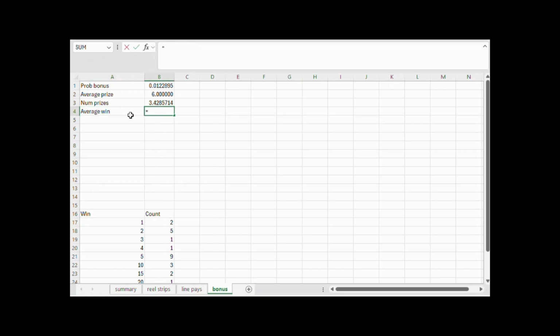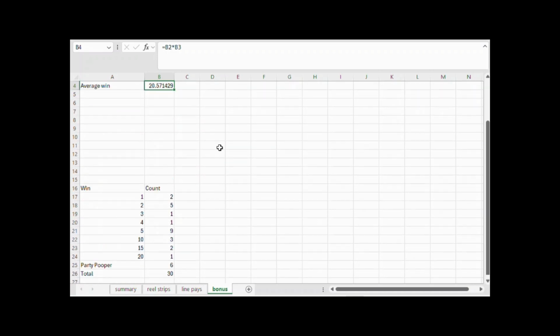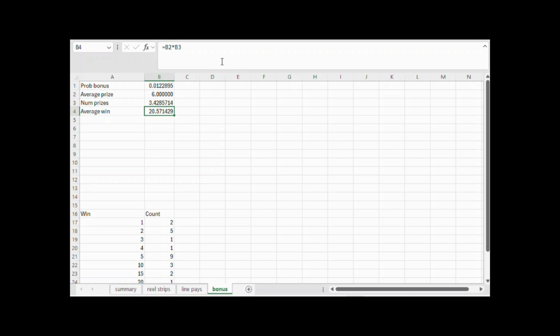So if we take the average prize of 6 and multiply it by the number of prizes, we get an average win of 20.57. However, the party pooper also comes with a win of 1. So the player always wins at least something, in the unfortunate case he gets a party pooper on the very first pick. So we're going to add 1 to that for the 1 he gets for the party pooper. So that's telling us the average win is 21.57 credits.